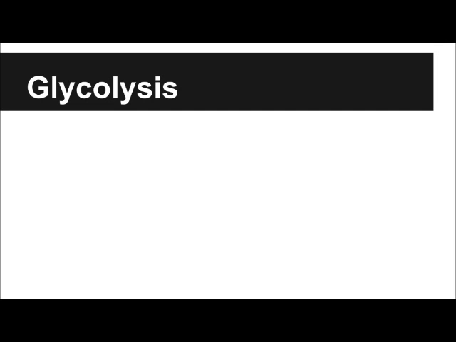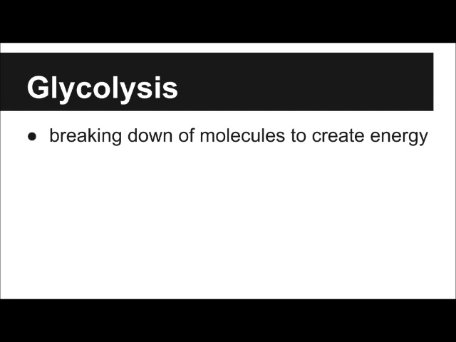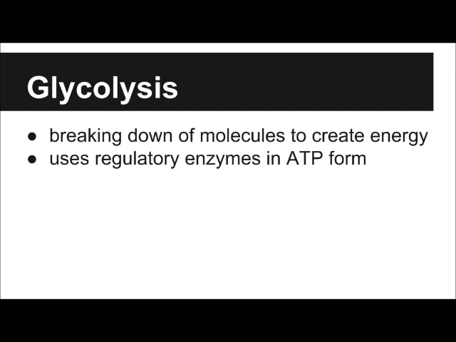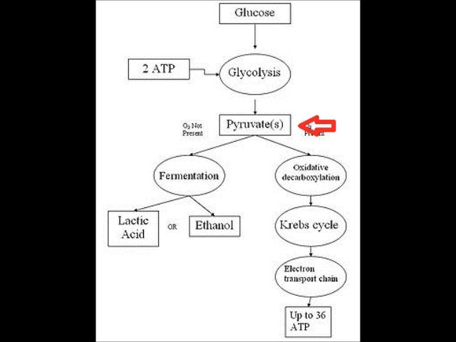The first stage in cellular respiration is glycolysis. Glycolysis is the breaking down of molecules. This is done with regulatory enzymes, which are enzymes that control the pathways throughout the cell. They are in the form of ATP. The product of this stage is a pyruvate molecule.